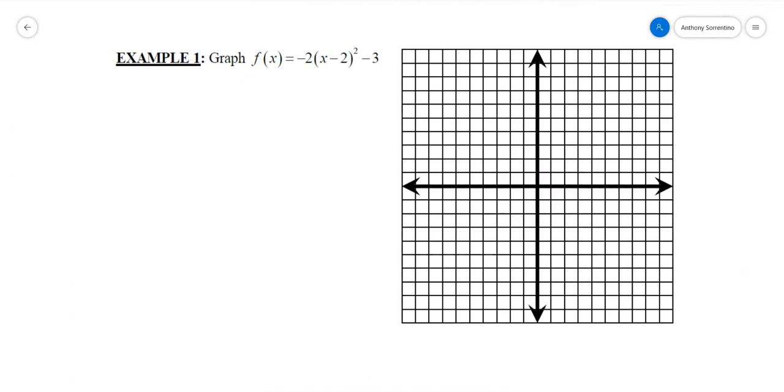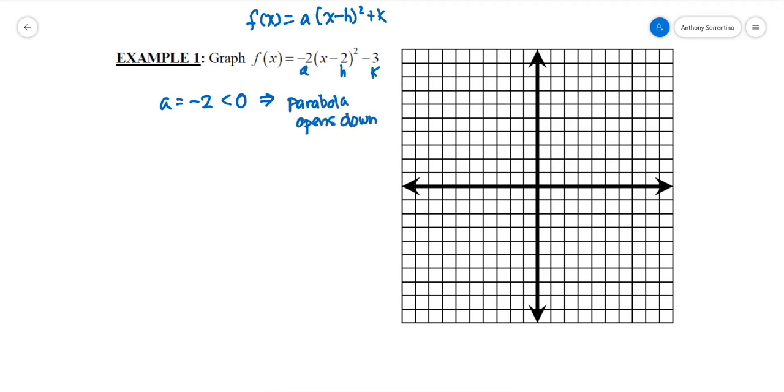Organizing my information a little bit here, I can see that this is the a value, this is the h value, this is the k value. And I want to pay attention to that format. The format is f of x equals a times x minus h squared plus k. Because I want to make sure I know what the h and k values are and what a is. So a equals -2, which of course is less than 0. This tells me that the parabola opens down. And if it opens down, it has a maximum.